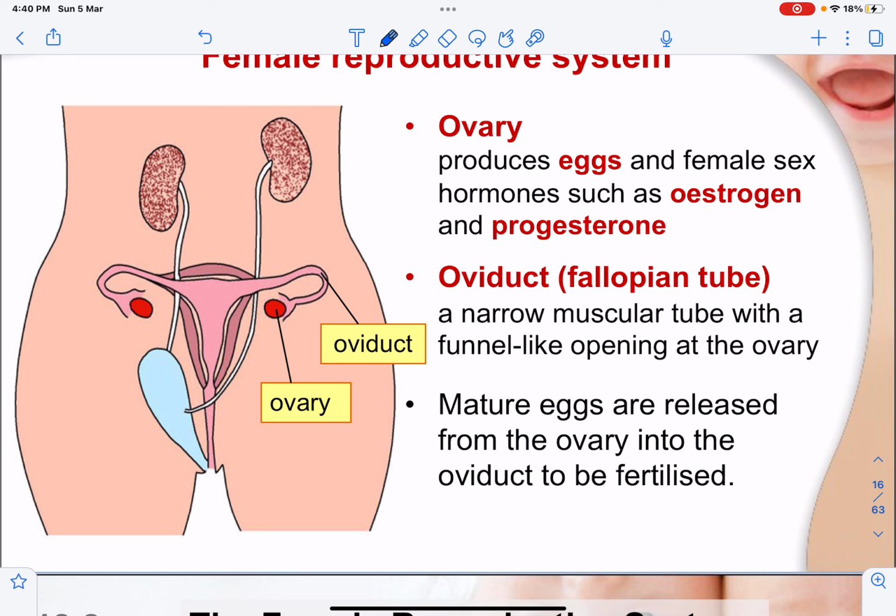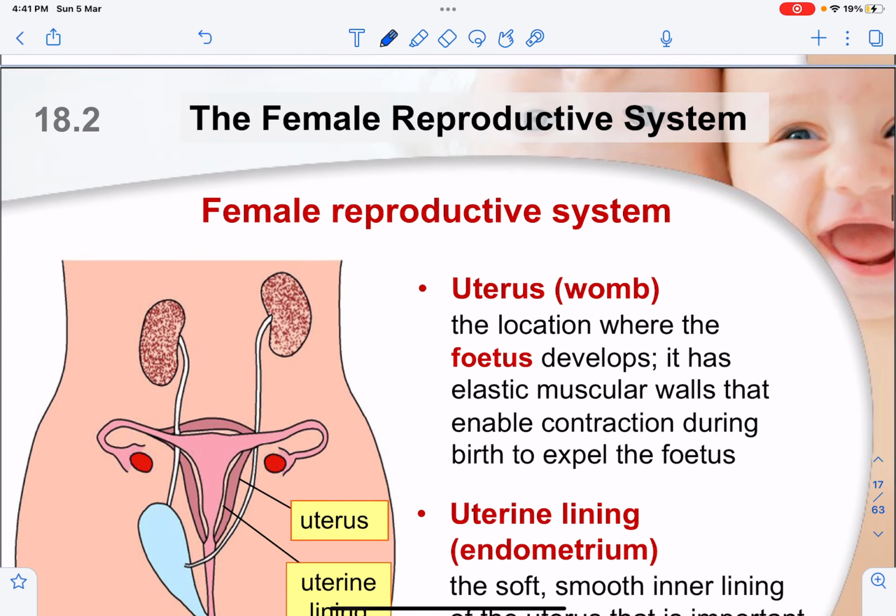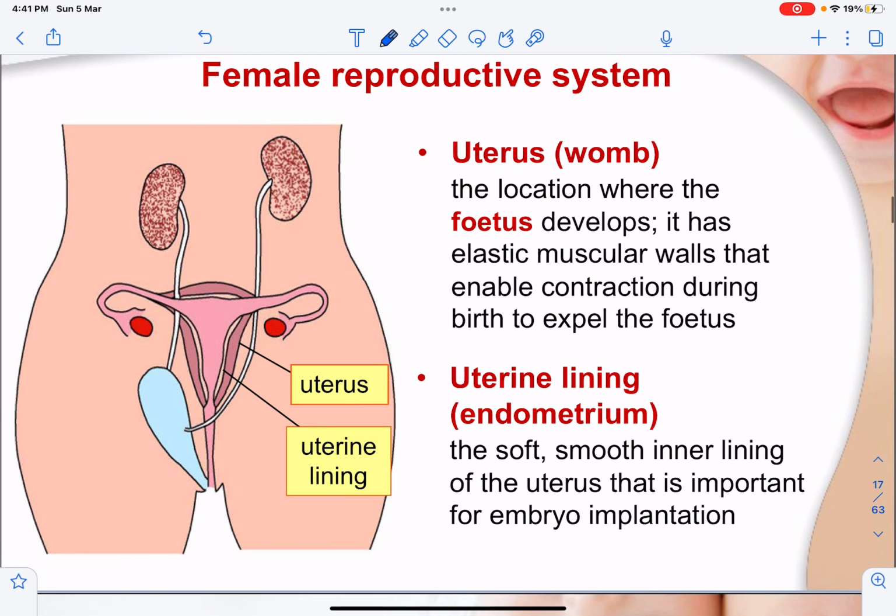Okay, so the oviduct is this portion over here, which is a narrow muscular tube with a funnel-like opening at the ovary. So the mature eggs are released from the ovary into the oviduct to be fertilized. For the female reproductive system, the uterus is the location where the fetus will develop, and it has elastic muscular walls enabling contraction during birth to expel the fetus.